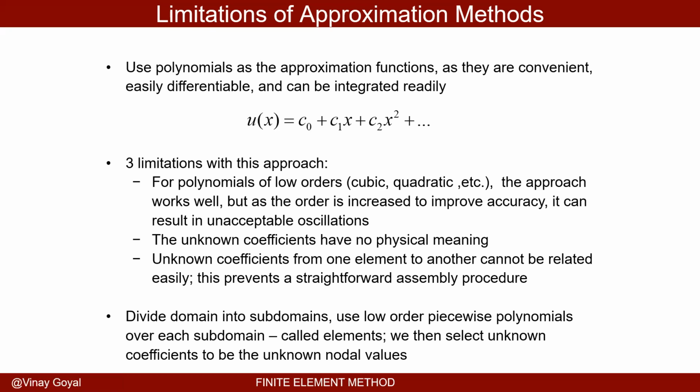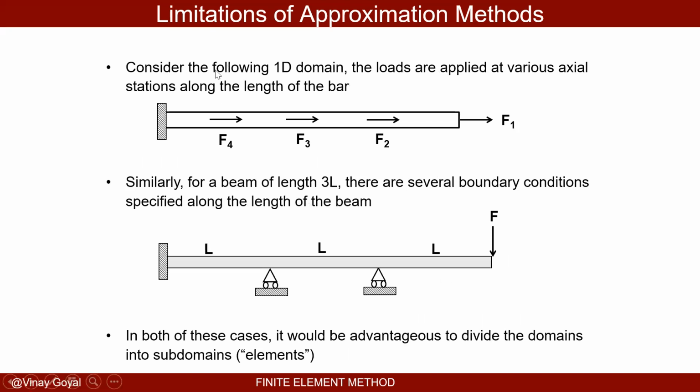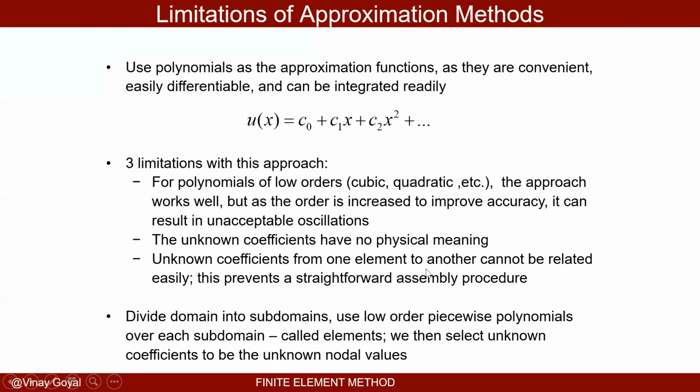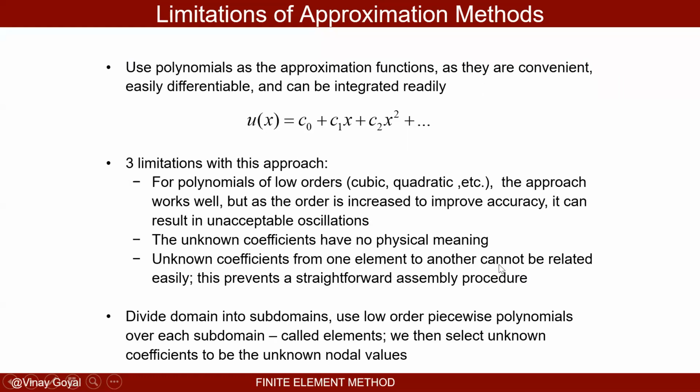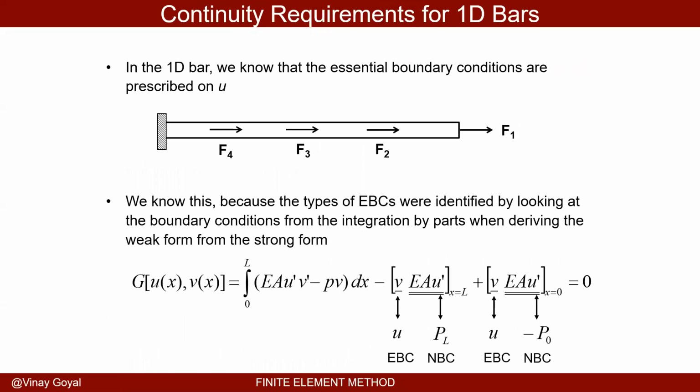So the idea then is, can we divide the domain into subdomains and use lower order piecewise polynomials over each subdomain? If I'm able to divide this domain into smaller domains and then use lower order polynomials for each of these pieces, that might be more tractable. And if I have a way of making my unknown coefficients into nodal unknowns, making those the ones that are unknown, then perhaps I have something closer to what I need. So let's go and see what we can do to get there.